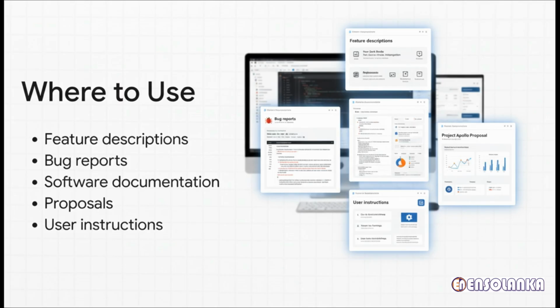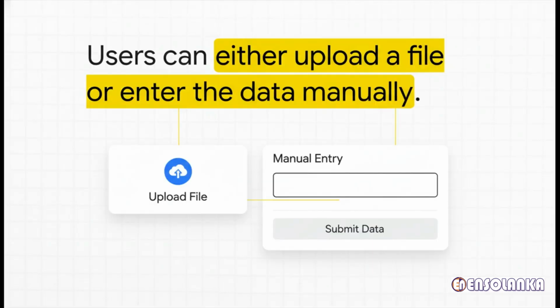This isn't just about good grammar. It's about preventing misunderstandings that could be really costly. For example, when you're writing user instructions, using either/or presents the options with perfect clarity. Upload a file and enter the data manually are perfectly parallel phrases. There is zero room for the user to get confused.